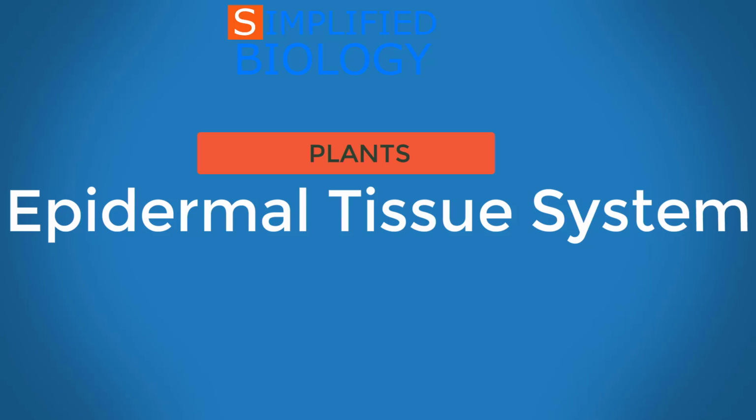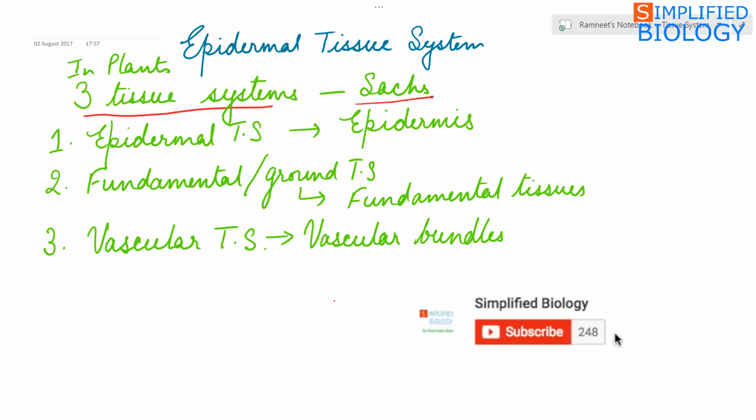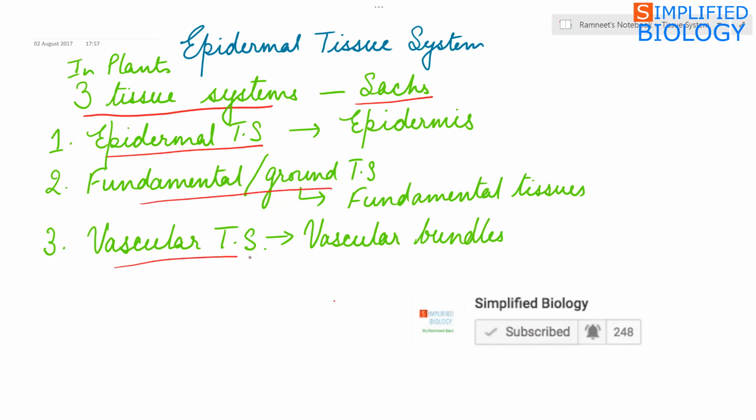Today's topic is epidermal tissue system in plants. Now in plants, tissue systems are of three types. This was given by Sachs. They are epidermal tissue system, fundamental or ground tissue system, and vascular tissue system.